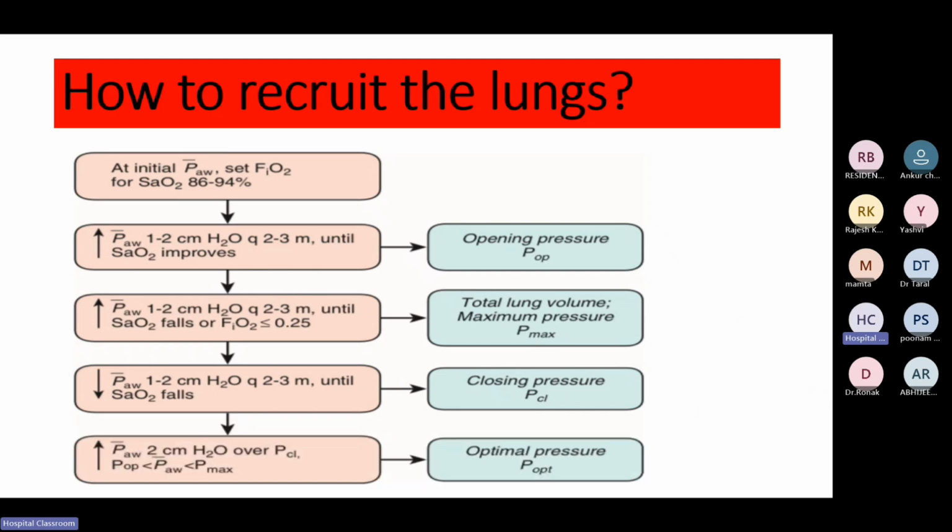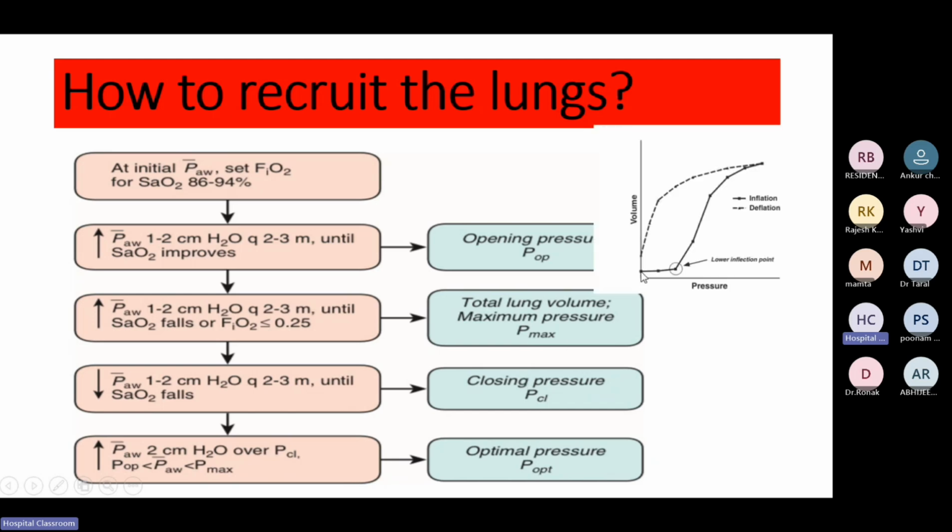And then once you have reached your closing pressure, you increase the mean airway pressure again over the closing pressure such that the mean airway pressure which you have set for the child should be between the Pmax and the opening pressure. Okay, so this is how you recruit the lungs.